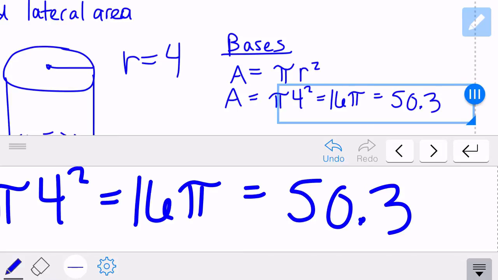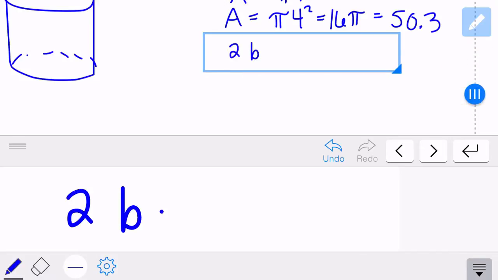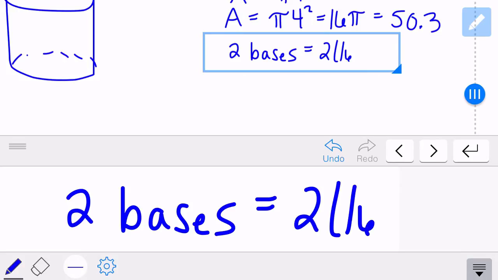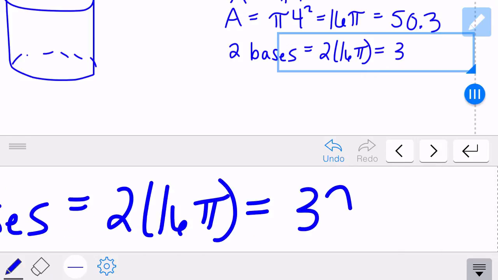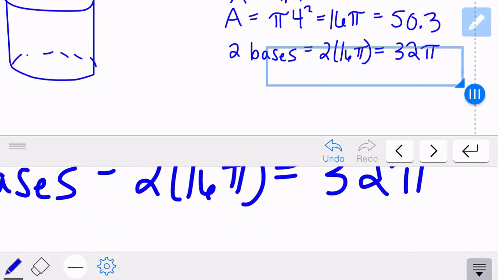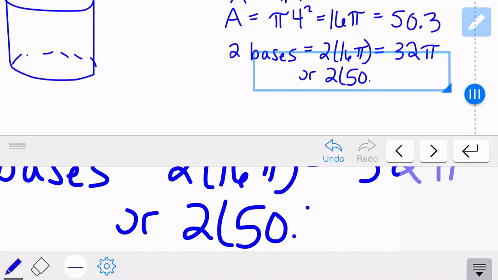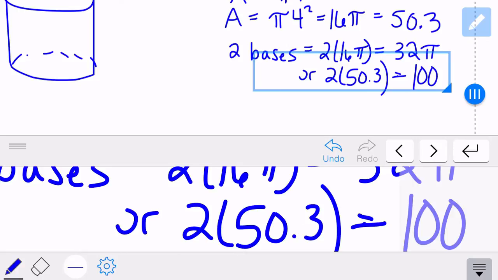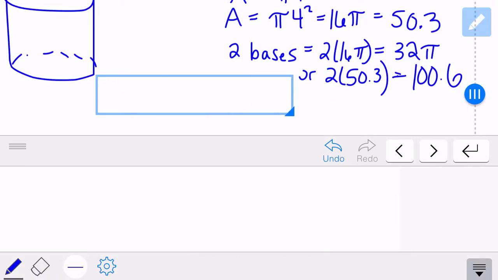So then, remember though, we have two bases. There are two circles, so two bases. We would do 2 times 16 pi, which would be 32 pi. Or if you're a decimal person, you would do 2 times 50.3, which would be 100.6. Okay. Now we need our lateral area.